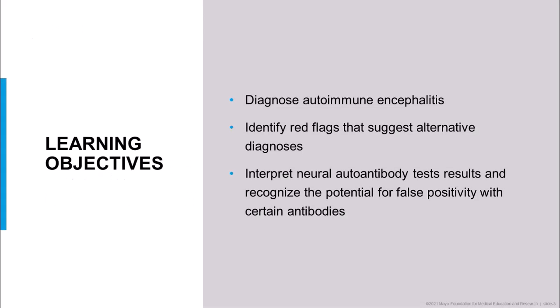So the learning objectives today are to learn how to diagnose autoimmune encephalitis. We will identify red flags that suggest alternative diagnoses. We'll discuss neural autoantibody interpretation and putting test results into clinical context and the potential for false positivity.